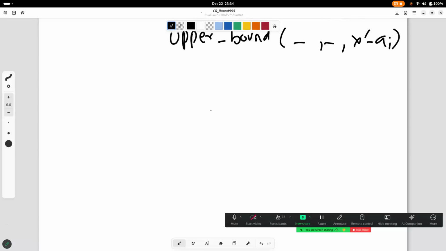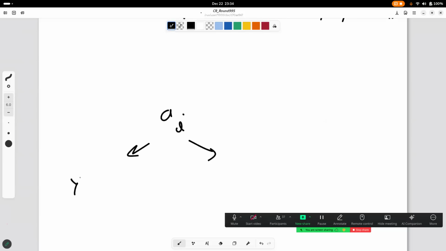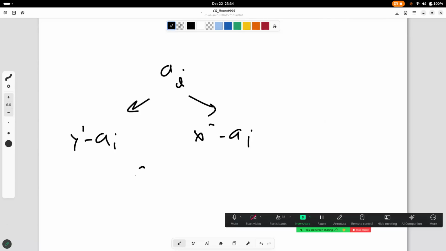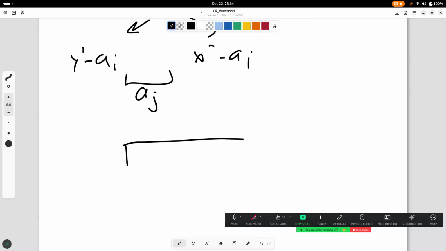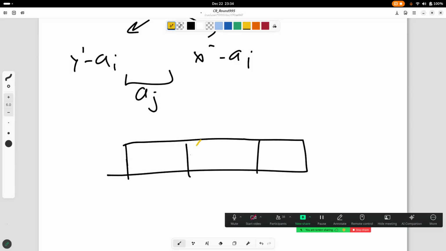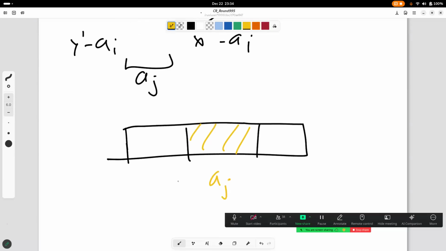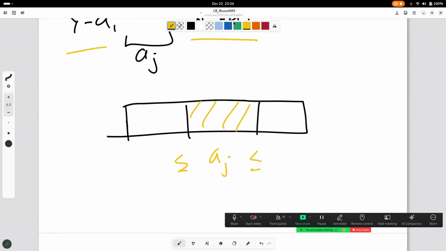And finally, what you're doing is, okay, I have this A of I, and so my A of I would define a range y dash minus A of I to x dash minus A of I. And what are all the possible A of j that lie within this range? For this, you do two binary searches and get a range of values in your array, where A of j lies within the y dash minus A of I to x dash minus A of I range. And there's just one final piece left, where you have this condition that I is not equal to j.